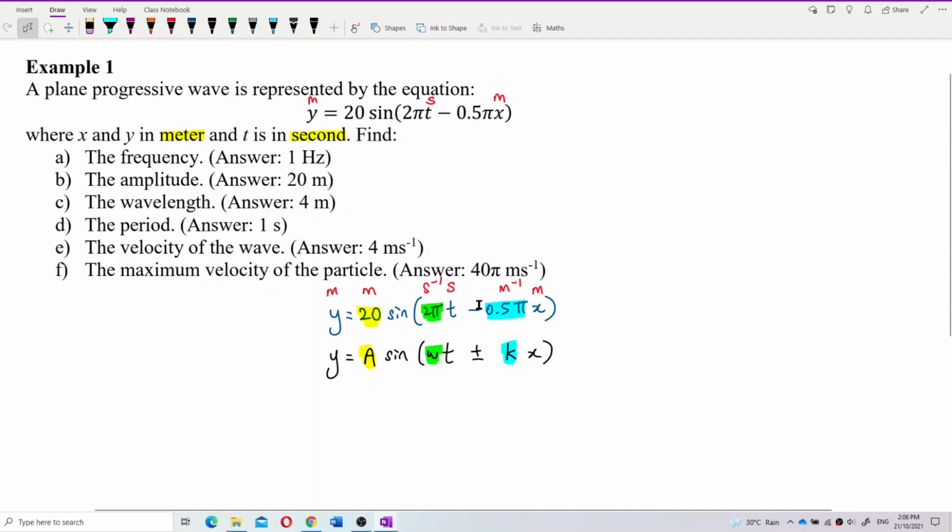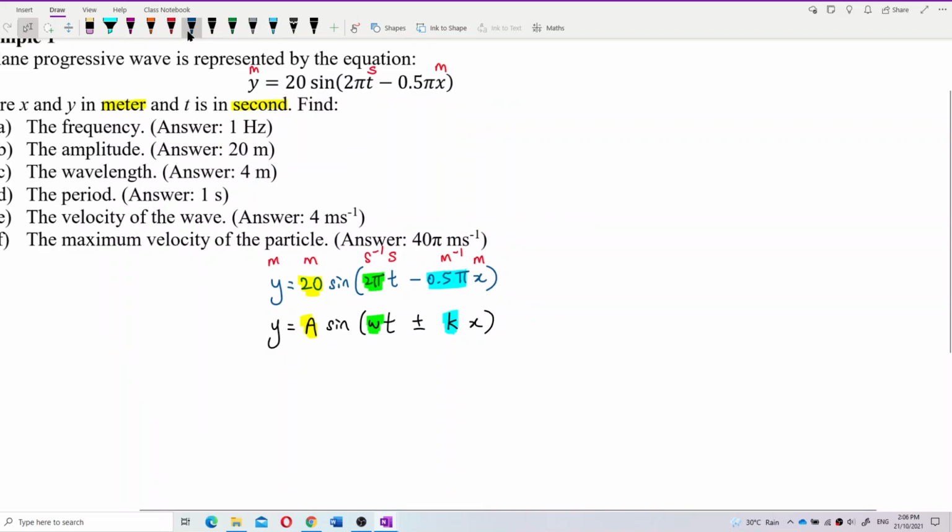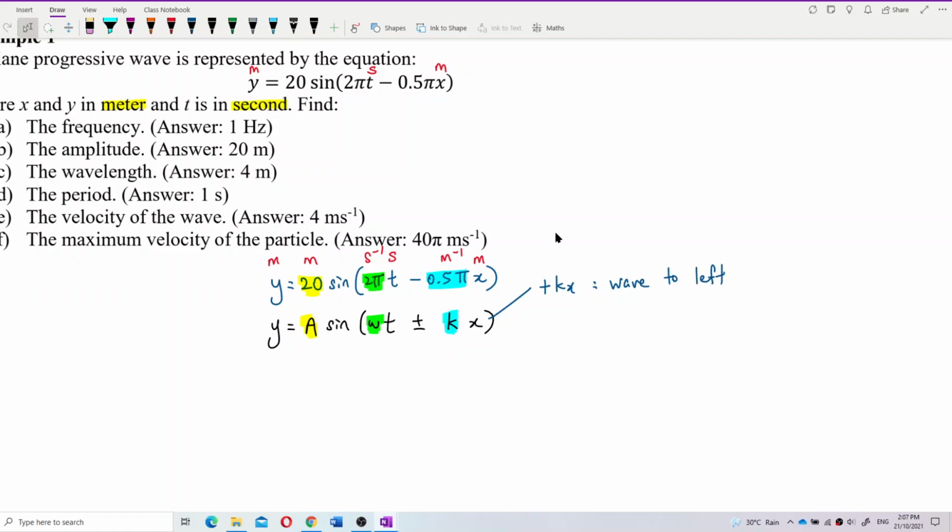Another thing is about the sign here. The sign here is negative kx. Before that, we already learned about this formula. If you have a positive kx, it means the wave moves to what direction? Wave moves to left. If negative kx, wave moves to right. Remember this.